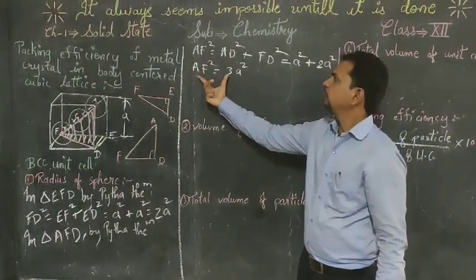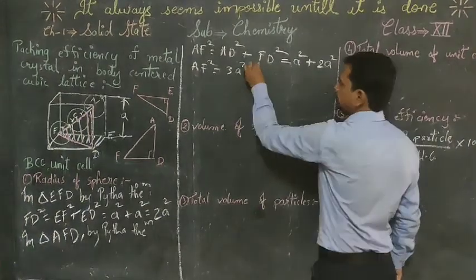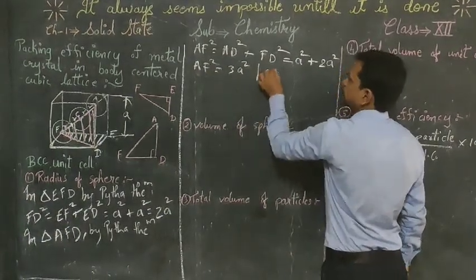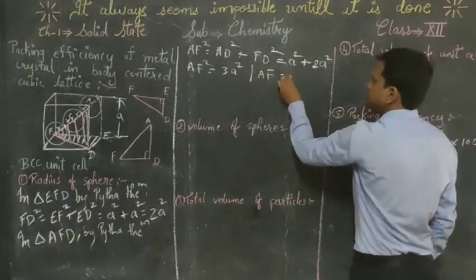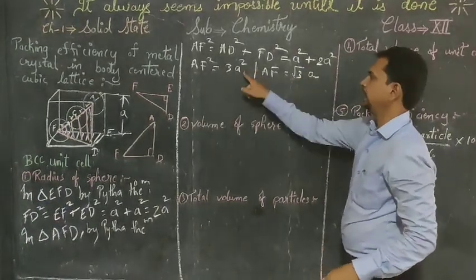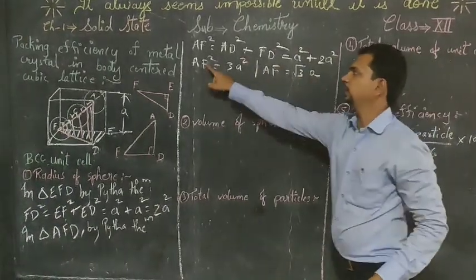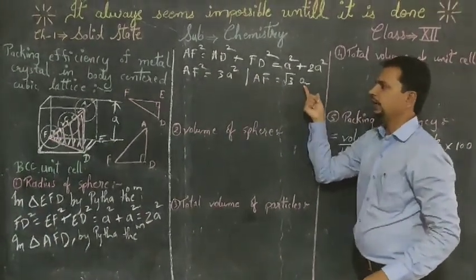First, what will we do? We will simplify this. From AF square, we will take the root. AF is equal to root 3 A, since the root of A square becomes A; the square has been removed. This value of AF is equal to root 3 A.